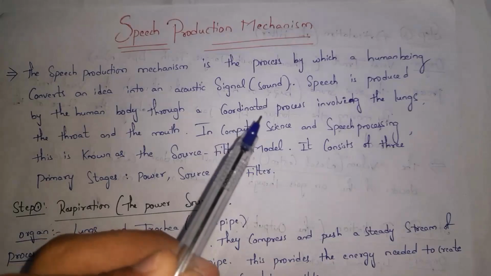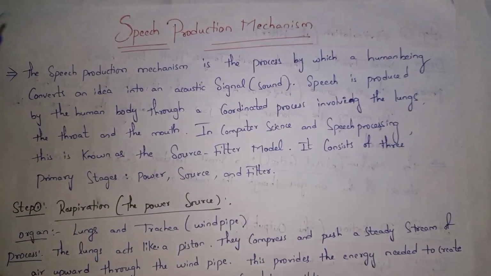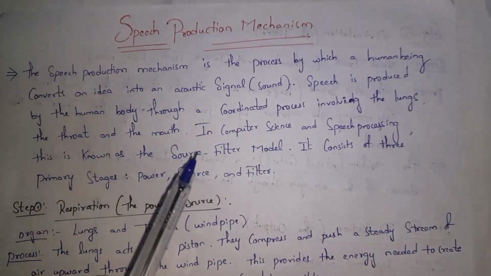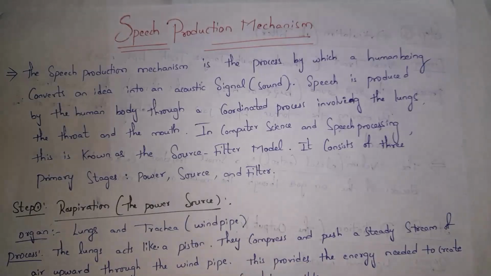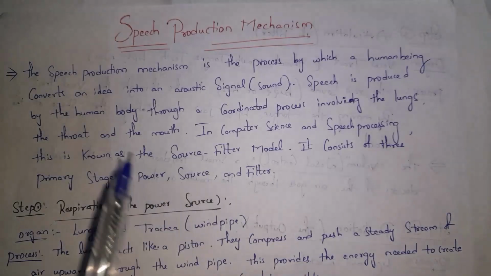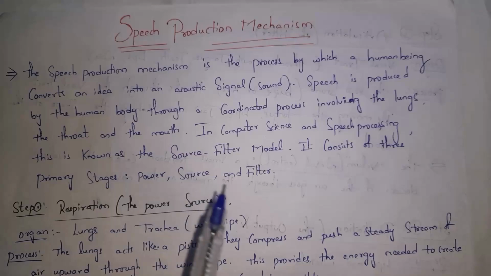And in computer science and speech processing, we call the speech production mechanism as source filter model. The source filter model contains three stages. One is power stage, next one is source and next one is filter. I will explain each of them.